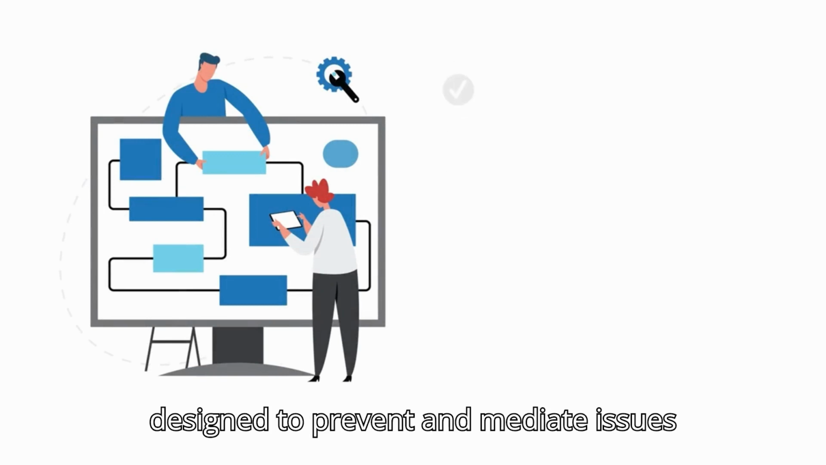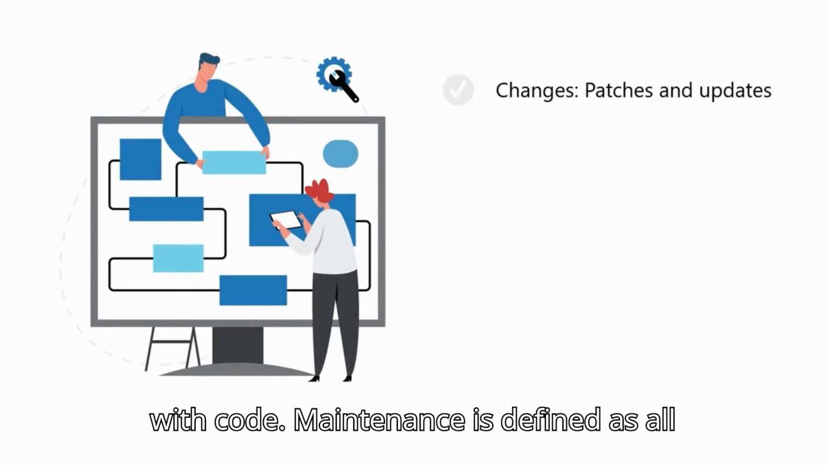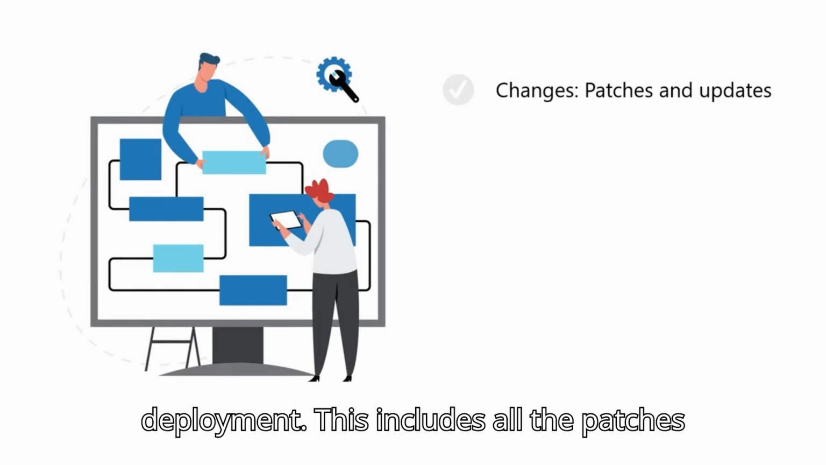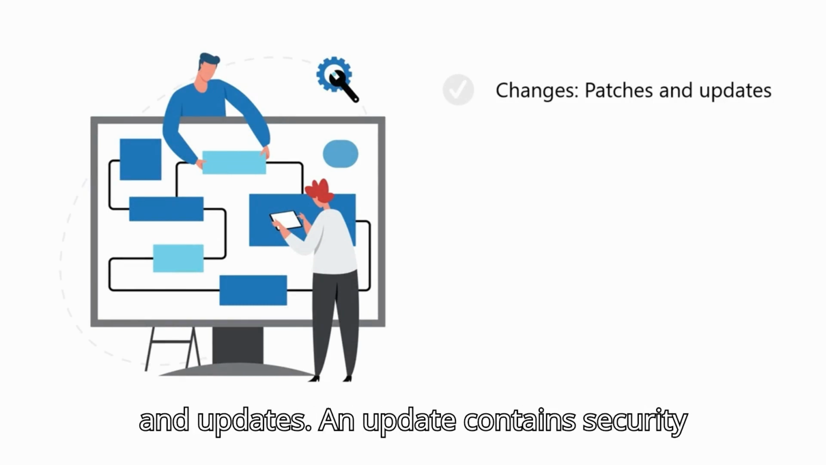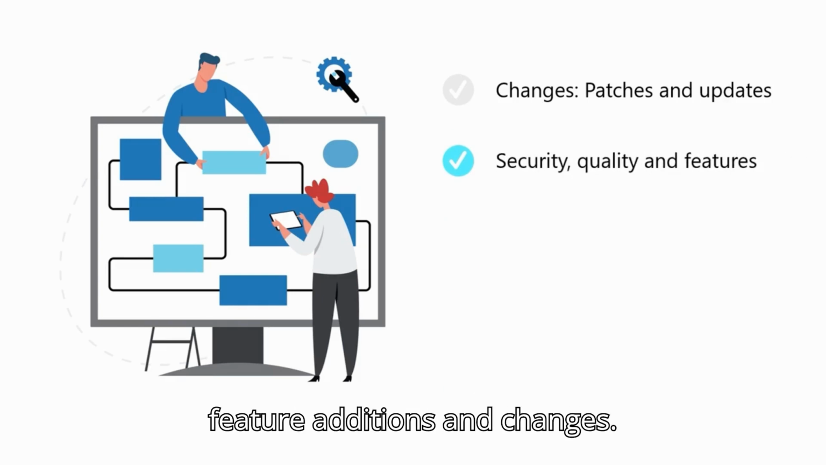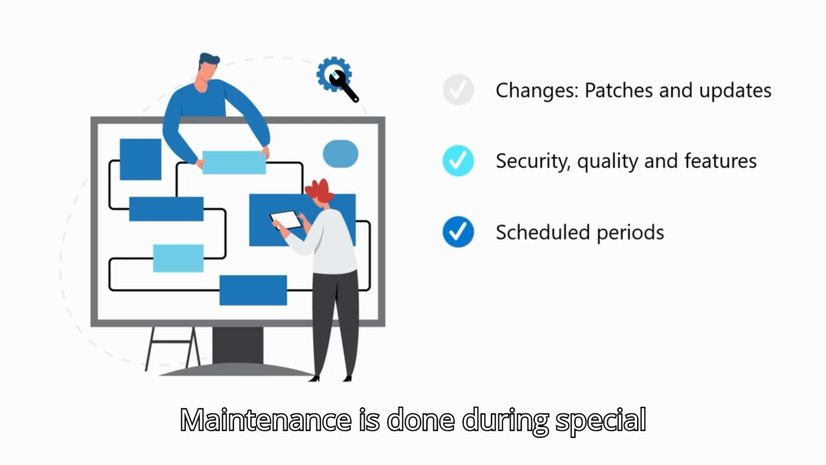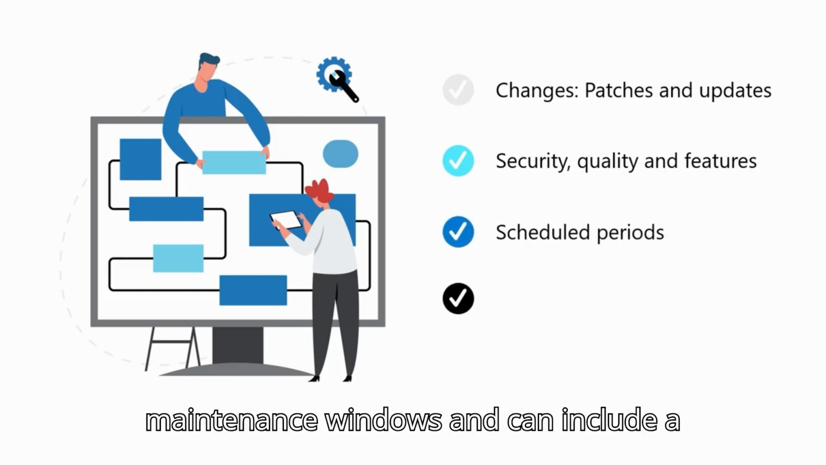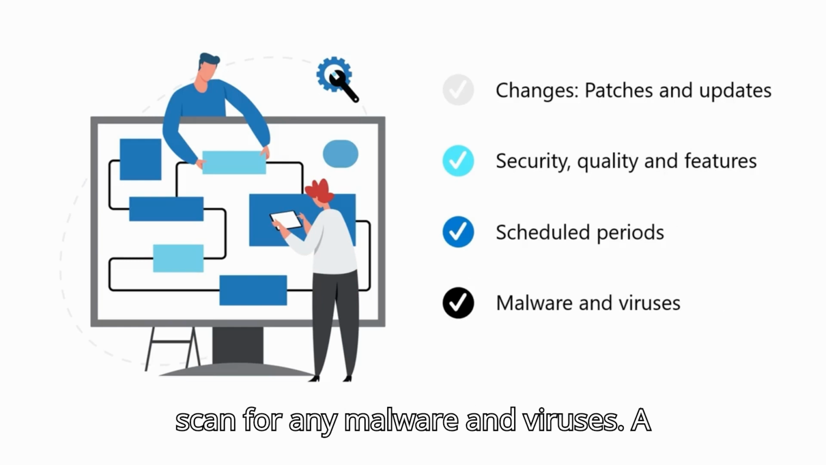While patches are designed to prevent and mediate issues with code, maintenance is defined as all the changes made to a code after deployment. This includes all the patches and updates. An update contains security and quality revisions and significant feature additions and changes. Maintenance is done during special maintenance windows and can include a scan for any malware and viruses.